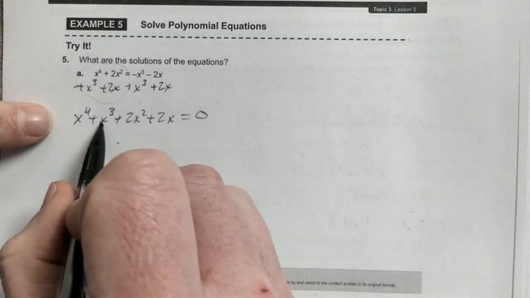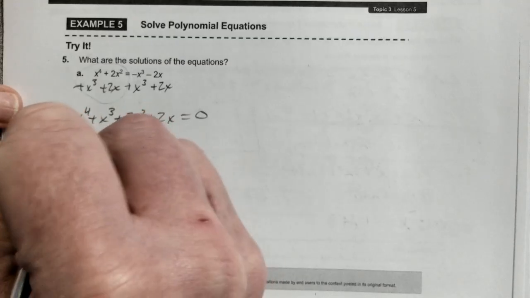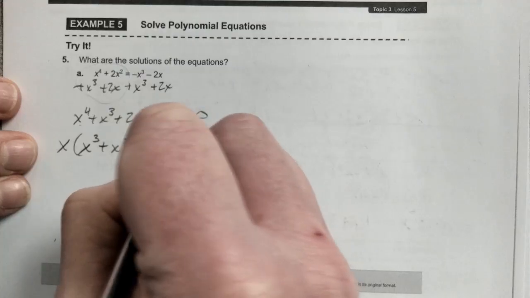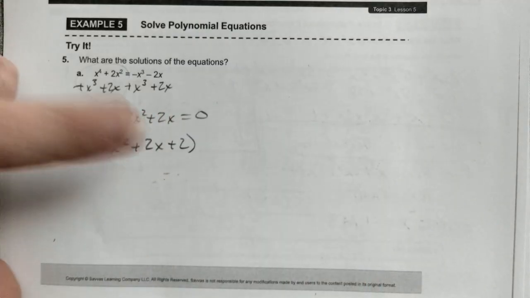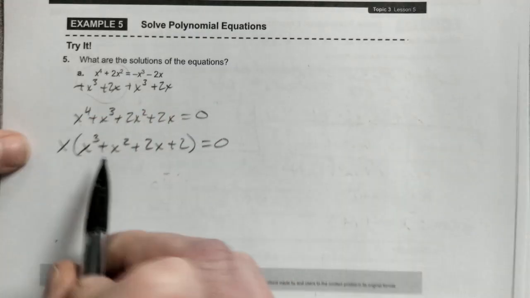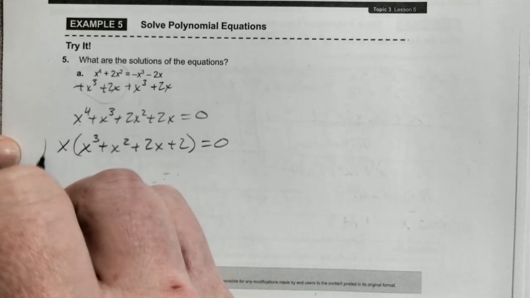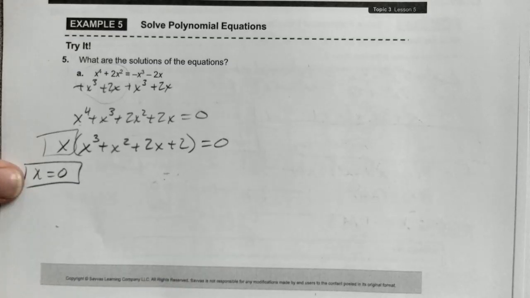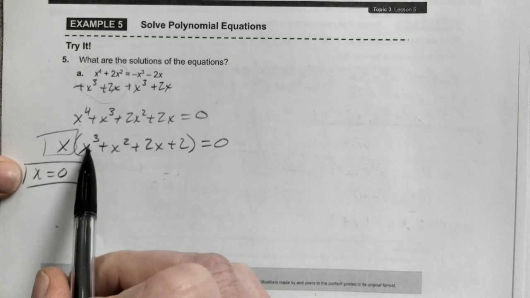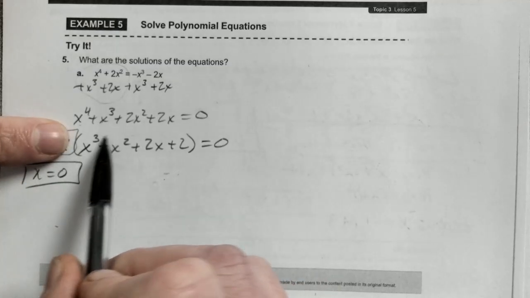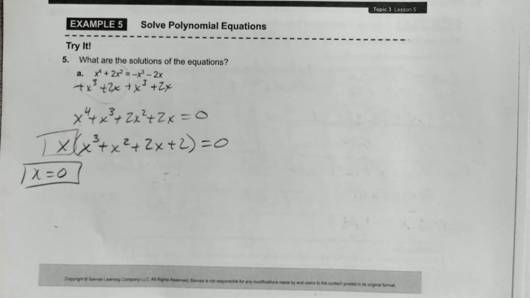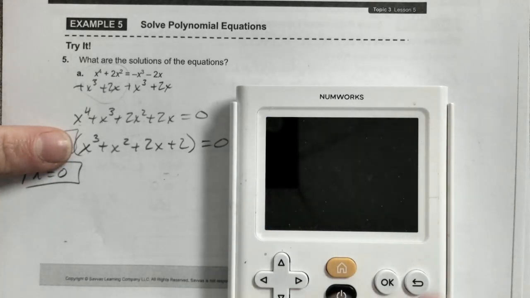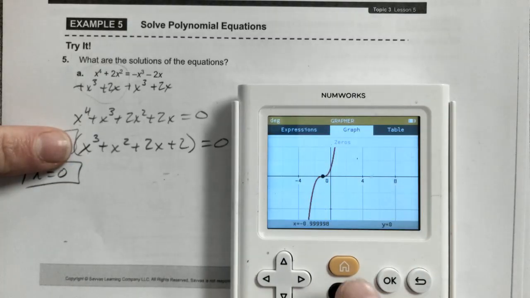Now, they all have at least one x involved, so I can pull out an x, and I'd be left with x cubed plus x squared plus 2x plus 2. And now with this, I would not know where to start. So let's just handle this piece first. I know that x equals 0 is one of my solutions. In theory, I would set all that equal to 0 and solve, but I don't know how to solve that right off the top. There's a special type of factoring, but we haven't gone over that. So we're going to plug it into our calculator and find any real zeros. So where does this cross the x-axis?